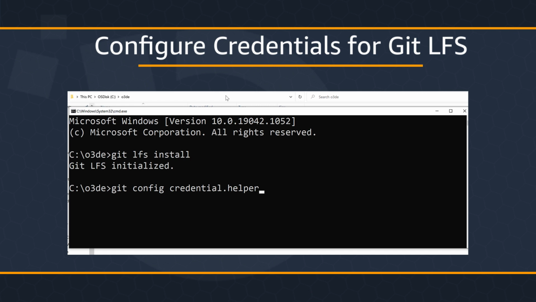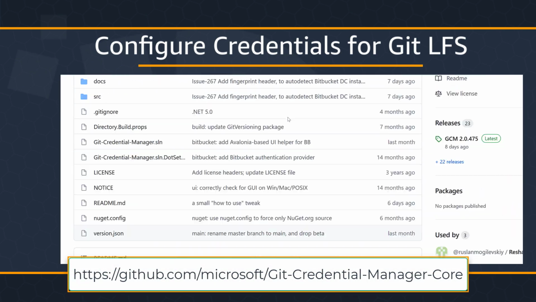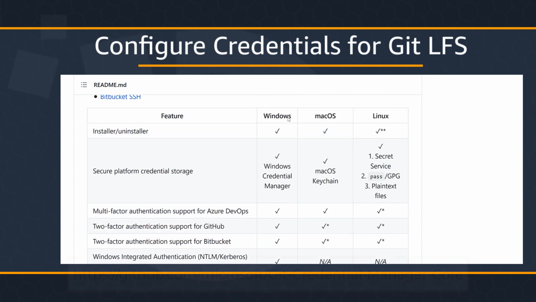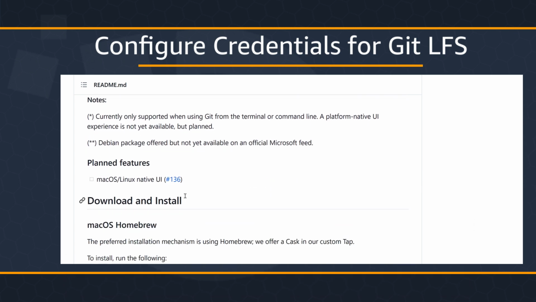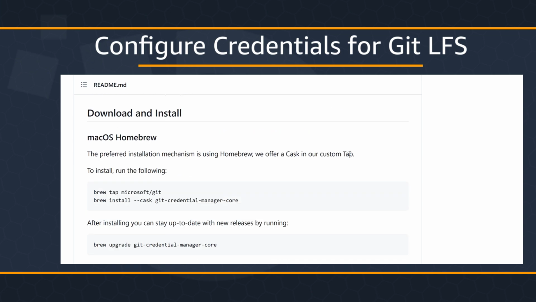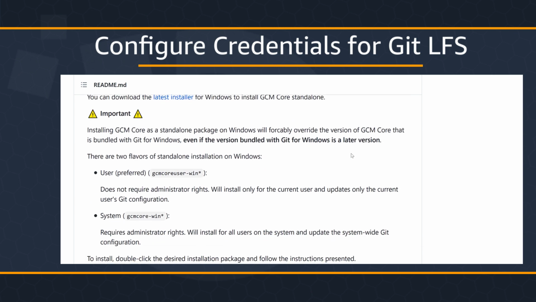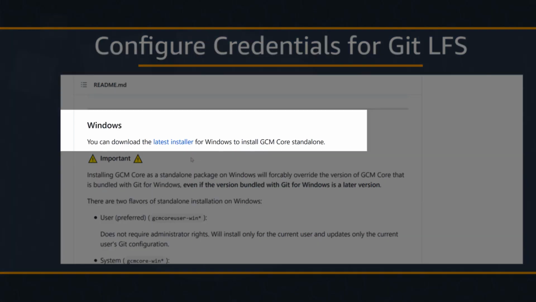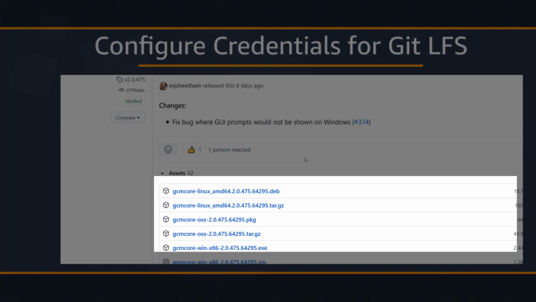Now, if you don't receive any sort of output for your Git credential manager, you can go to the following link to install the Git credential manager core. If you scroll down to the bottom of this page, you'll find the various installers for Windows, Mac, and Linux. You'll find the download and install section. I'm on a PC, so I'm going to scroll down to the Windows section, and you'll find a link where it says latest installer. Go ahead and click on that, scroll down, and then select the installer that's correct for your system.